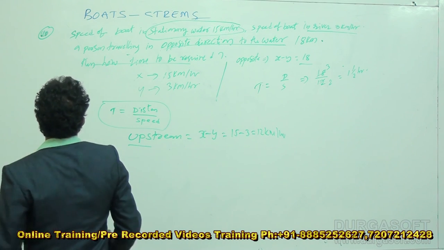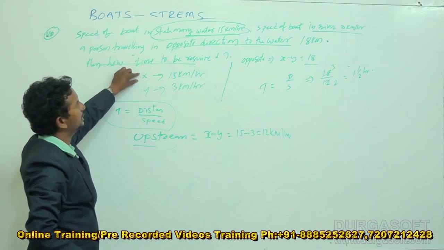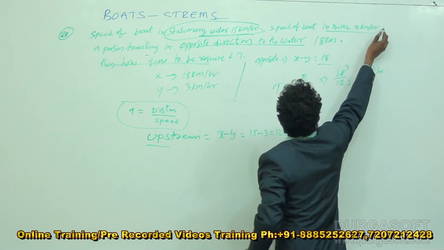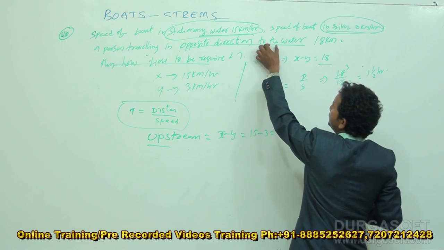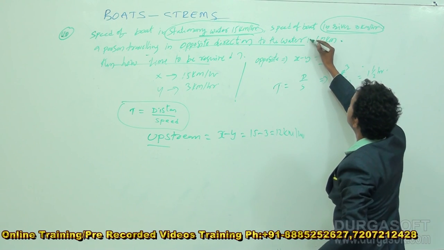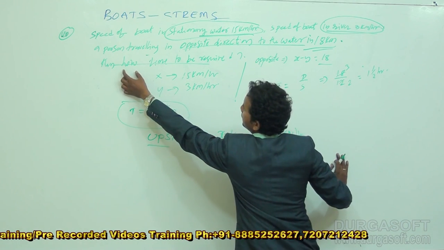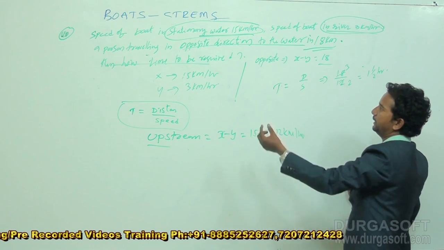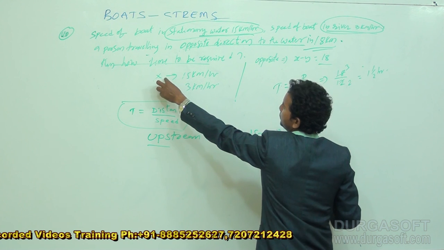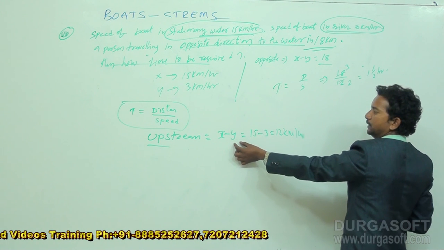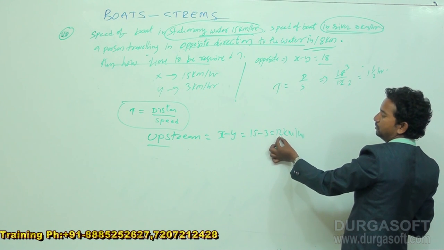Once again, in this problem the speed of the boat in stationary water is given as x. The speed of the river is given as y. The person is traveling in the opposite direction to the water, and the distance is given here as 18 kilometer. So the distance is given, then how much time will be required? Time is nothing but distance by speed. You are finding the opposite direction, what is there here? X you know, y you know, opposite direction is x minus y. So 50 minus 3 is equal to 12 kilometer per hour.